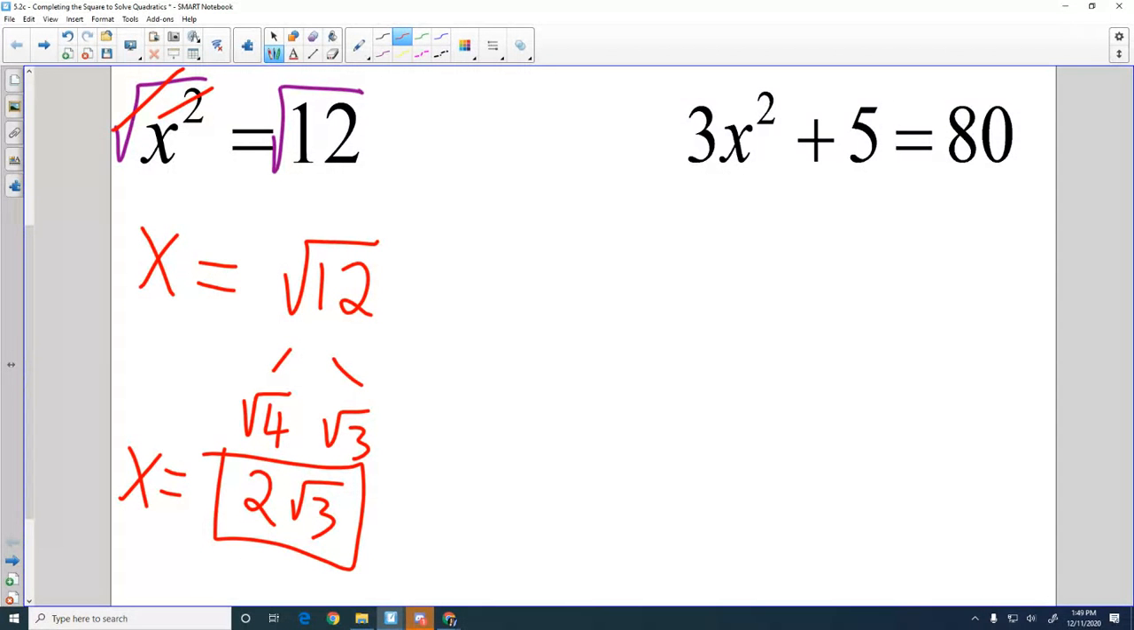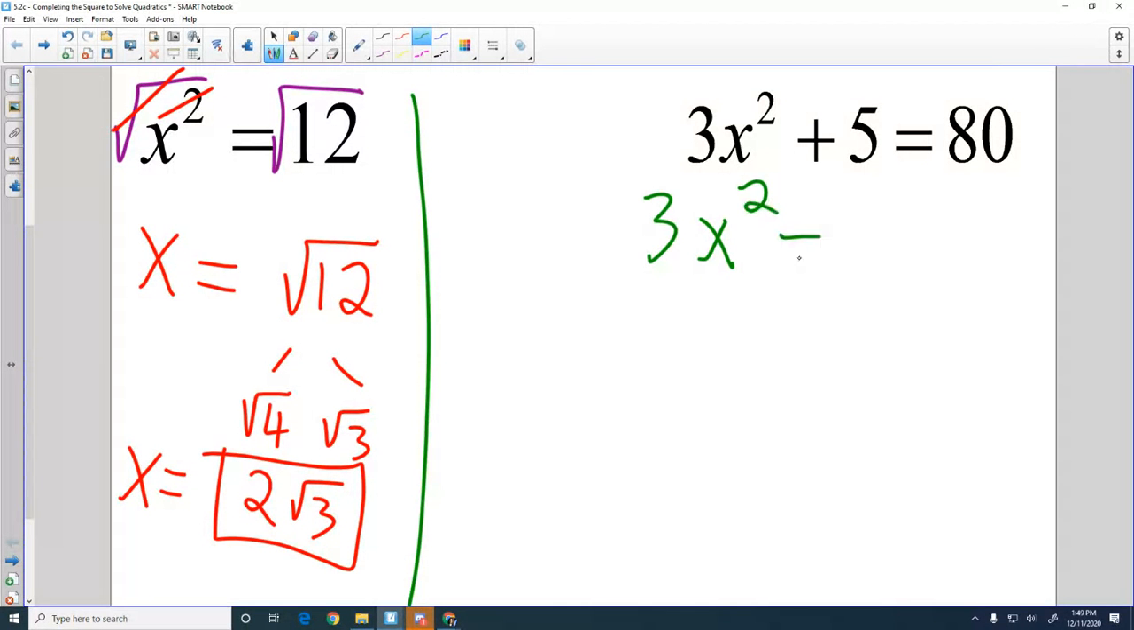Over on the right, shoop. So what should we do first to the right side? Subtract the 5. Yeah, get rid of that 5. That leaves us with 3x squared equals 75. Now what do we do? Divide by 3. Is this pretty easy? Do you think you can all do this on your own? Yeah, it's a piece of cake when there's only an x squared term, isn't it? It's just like regular algebra.